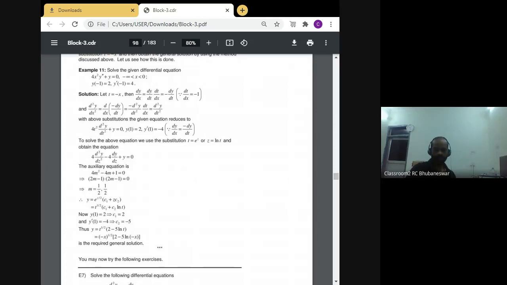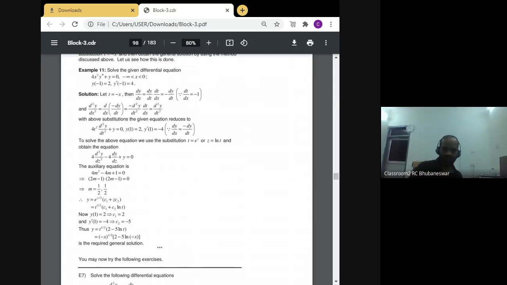After getting the general solution, we substitute the initial conditions, that is y(1) equals 2. Then we get the value of c1 equals 2, and from the second condition we get the value of c2 equals minus 5. Again we substitute these two values of c1 and c2 in the solution obtained earlier, and the solution looks like y equals t to the power 1 by 2 into (2 minus 5 ln t).